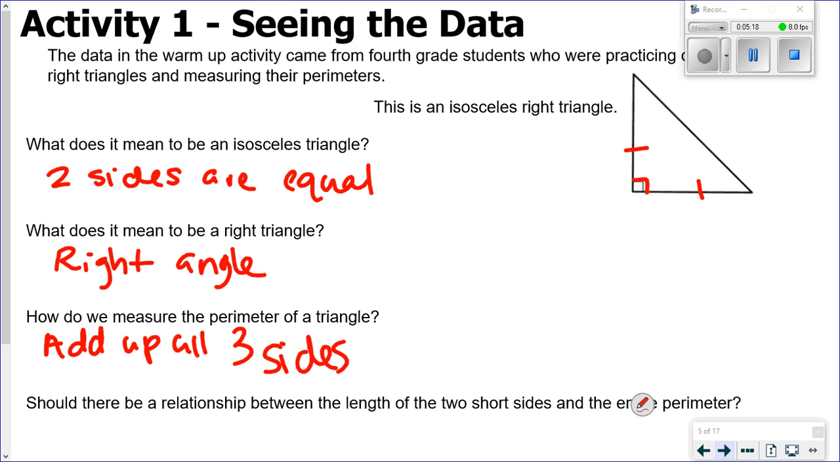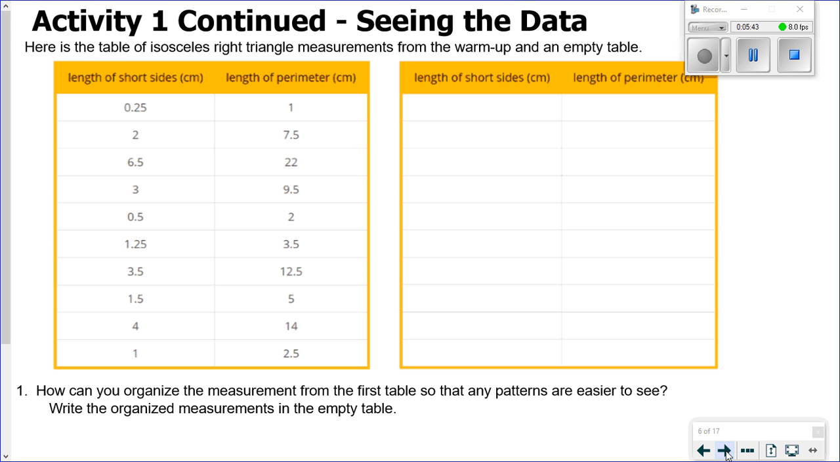And should there be a relationship between the length of the two short sides and their perimeter? That question might be kind of tough to answer right now. So after going through the data and analyzing the data from the next activity, we might be able to better answer that. So if you want to make a hypothesis or educated guess about that last question, maybe we can hopefully come to a conclusion on that after our next activity.